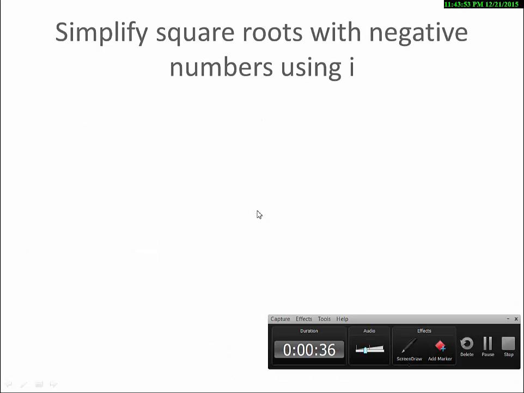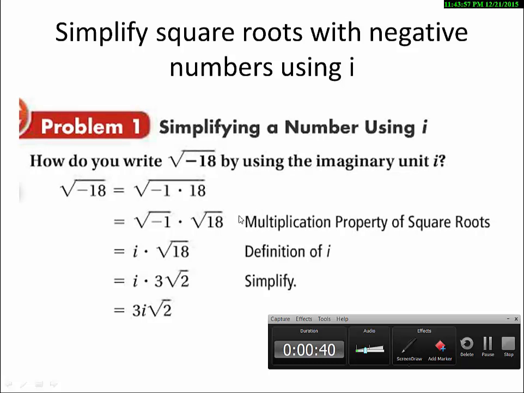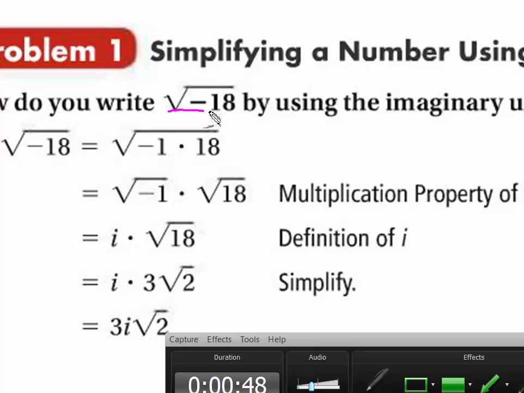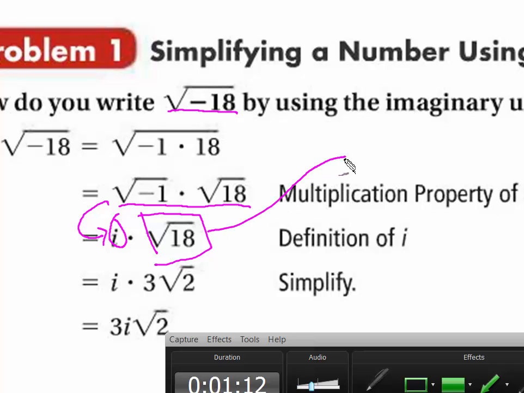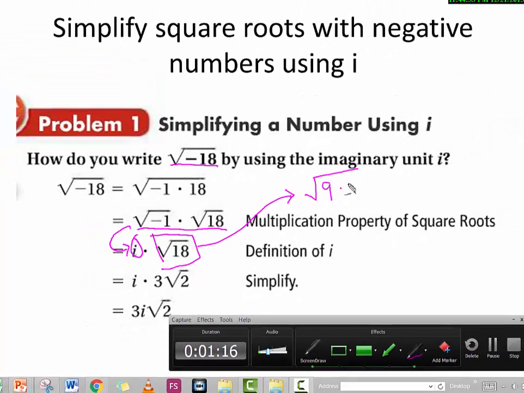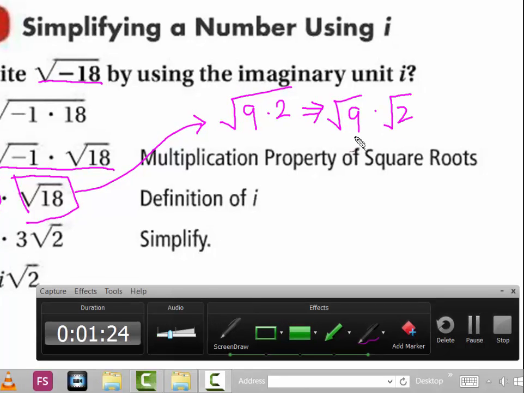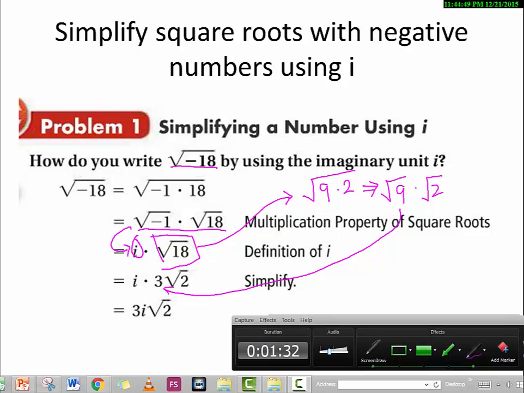Now let's take a look at another example. Basically, they're doing the same thing as what I just showed you. We start from the square root of negative 18, and they simplify to make it the square root of negative 1 times the square root of 18. The square root of negative 1 equals i, and the square root of 18 we can change to the square root of 9 times the square root of 2, and that's why you end up getting this, because the square root of 9 is equal to 3. So that's the final answer.